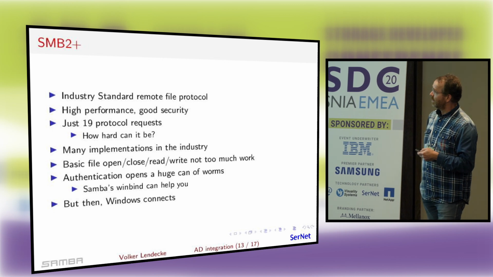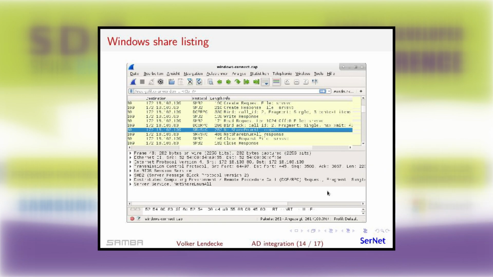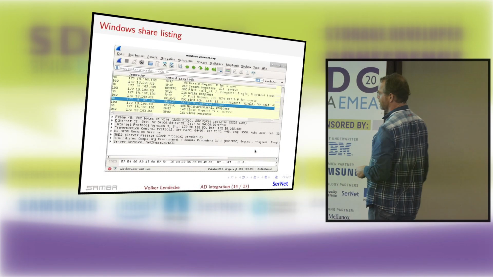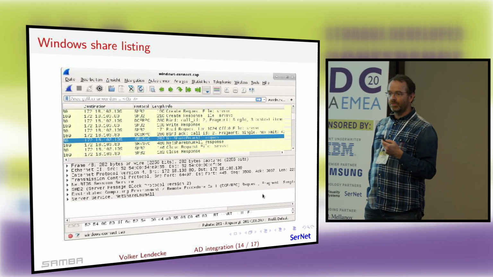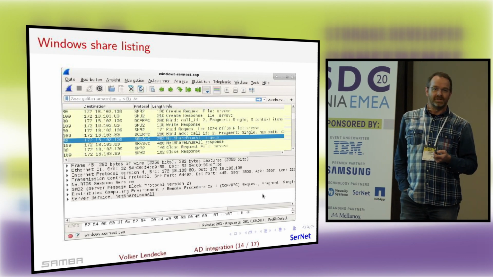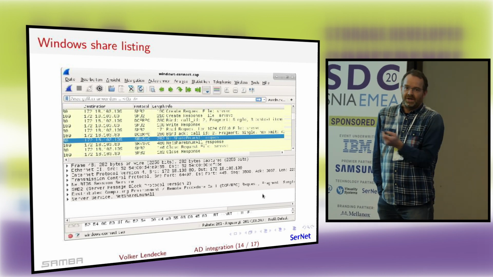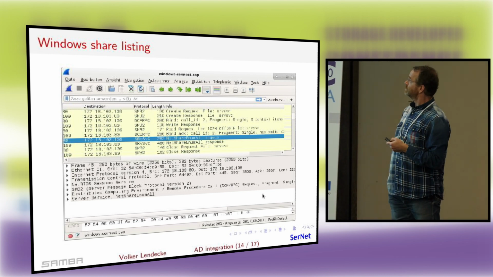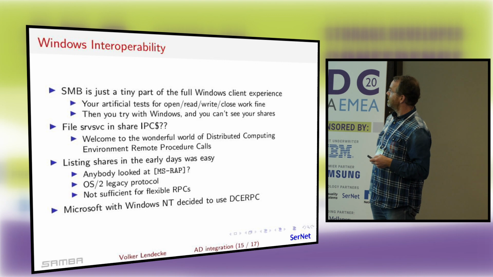But then Windows connects, and you see this. What is this? It's the NetShareEnum server service pipe that Windows uses to list shares. Holy crap. I just connect to that server and it gives me nothing because I don't have RPC. And that's the world of Windows interoperability. To get a seamless experience, it's not enough to just have SMB. You need to have all that Windows provides, or I mean, the parts that we implement. SMB is just a tiny part of the full Windows client experience.